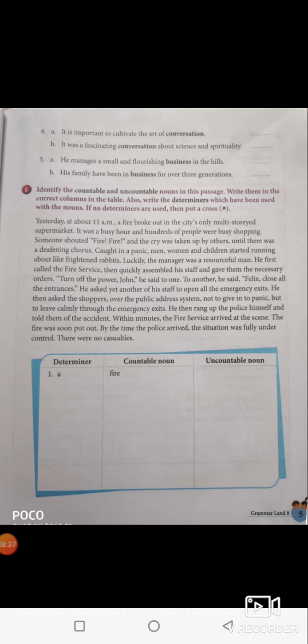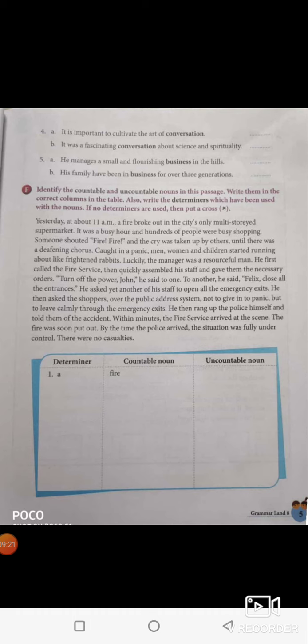So now here, identify the countable and uncountable nouns in this passage. Write them in the correct column in the table in your book. You are going to do this. Also, write the determiners which have been used with the nouns. If no determiners are used, then put a cross. In the column, you see determiners like a, the, this, and the countable noun. Fire, anything that can be counted. Uncountable noun.